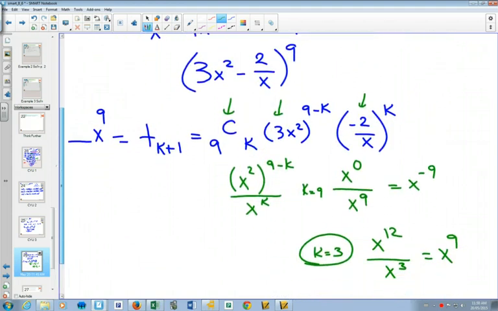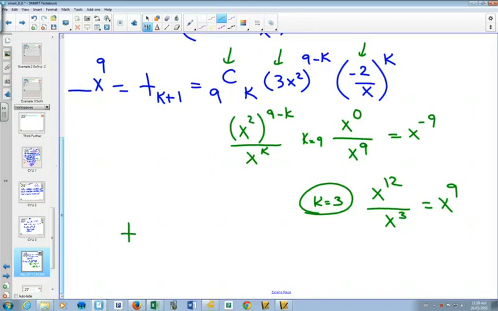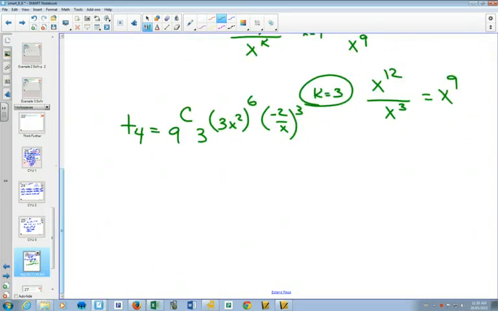Now it said find the term containing that, so now we have to find term 4. Because we figured out k has to be 3, it's going to be 9 choose 3, 3x squared to the 9 minus 3, which will be 6, and negative 2 over x to the 3. Nine choose 3 is 84.